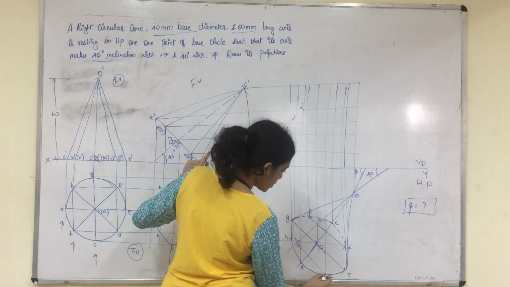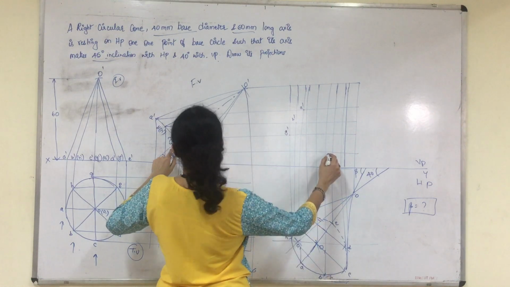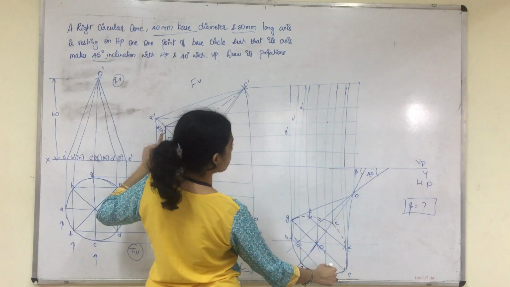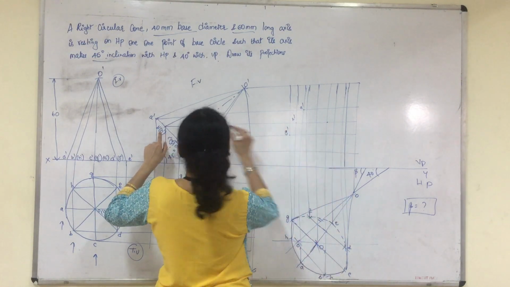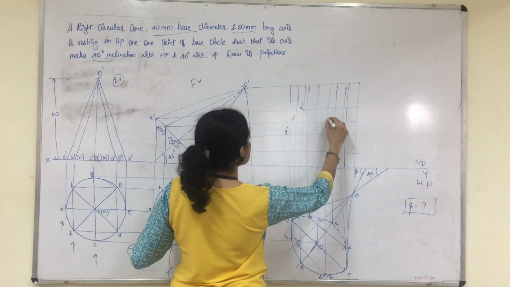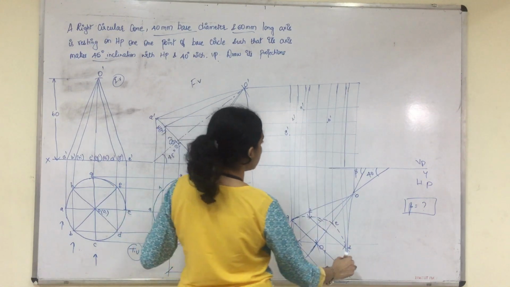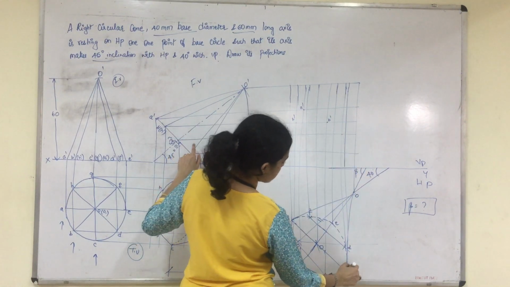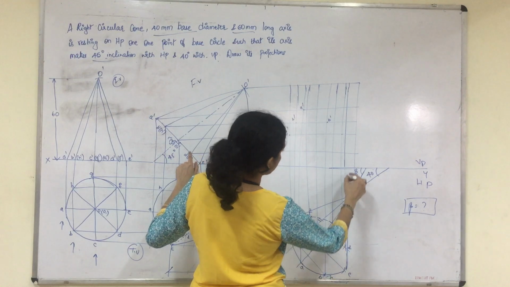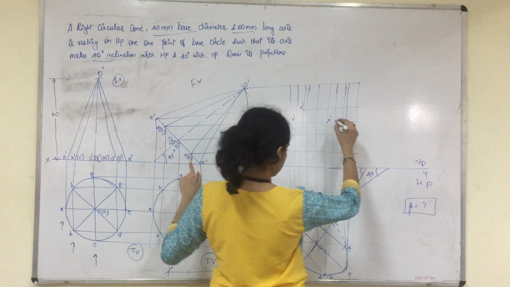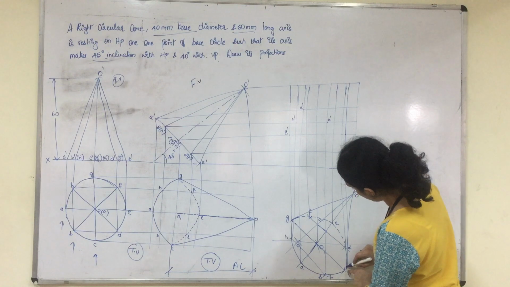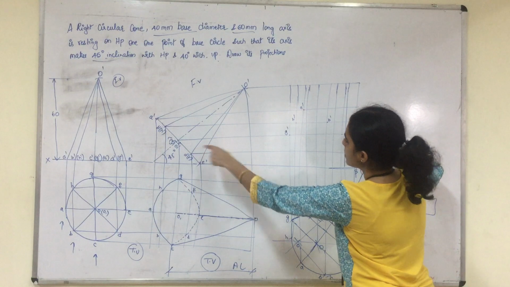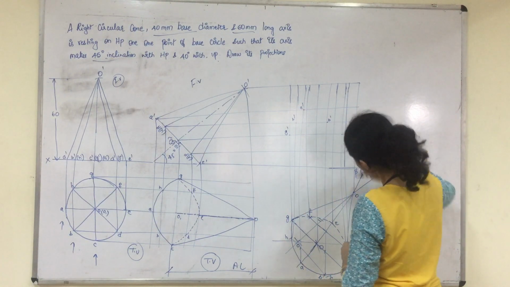And the locus of B is meeting B dash at this point, so this is our B dash. And the locus of C, this is the locus of C, is meeting C dash at this point, so this is our C dash.